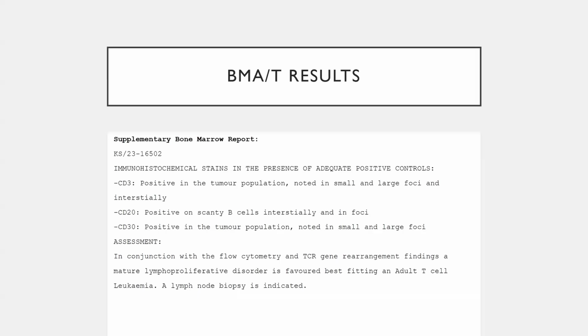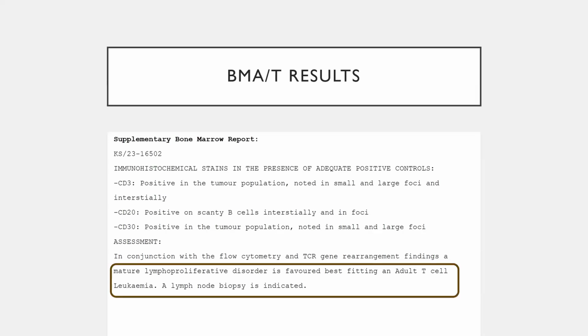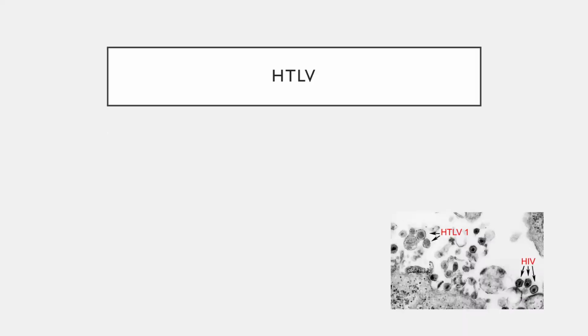Okay, and then our bone marrow results had come out. In terms of the IHC, she was CD3, 20, and 30 positive. So in conjunction with the IHC and the morphological features that were seen, this was a clear-cut case of an adult T-cell leukemia secondary to an HTLV1 infection, right? So we had ordered serology. It wasn't out at this time, but based on the clear morphology, it is an HTLV1 infection until proven otherwise.